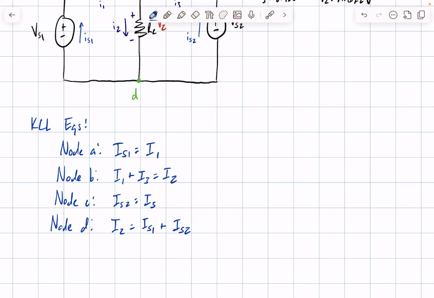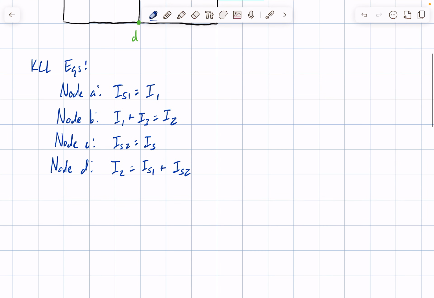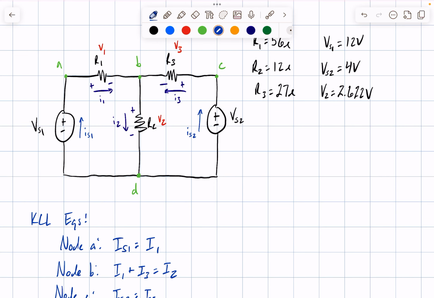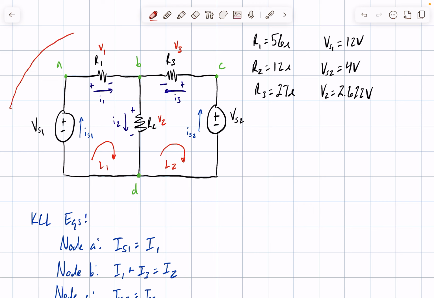Now that we have all of our KCL equations written out by using these nodes, we can now find our KVL equations. But before we can actually write our KVL equations, we need to identify all the loops of the circuit. So now, let's go ahead and identify our loops. We have loop 1, we have another loop here, which is loop 2, and we have one loop, which is the outer loop. This is loop 3.